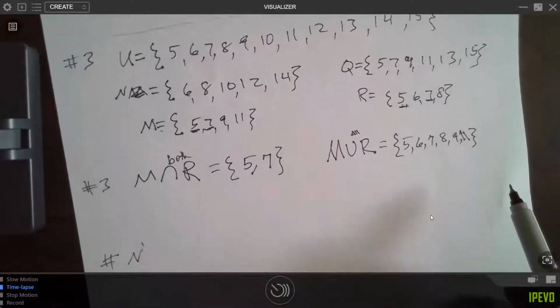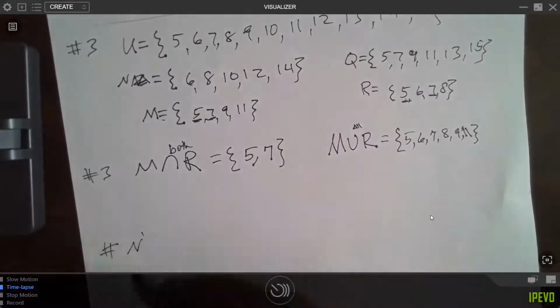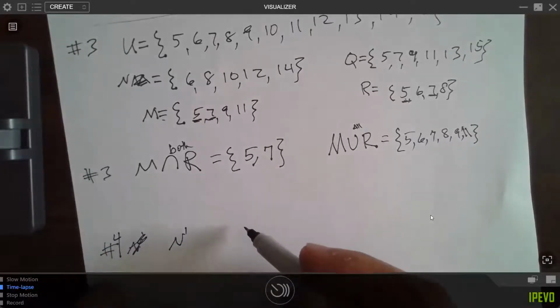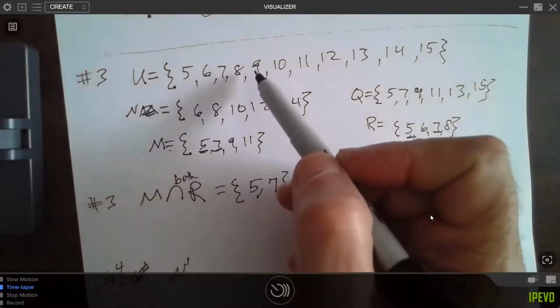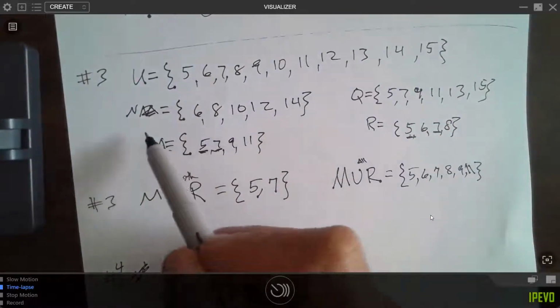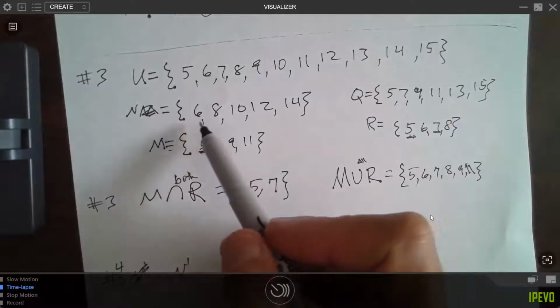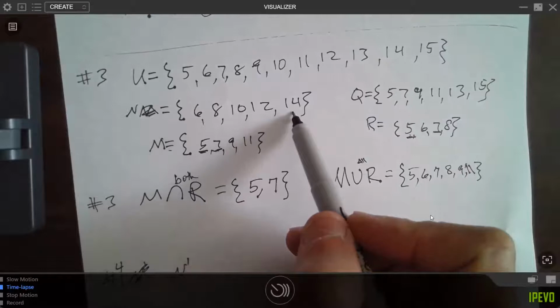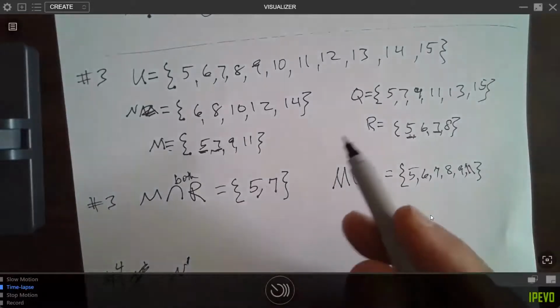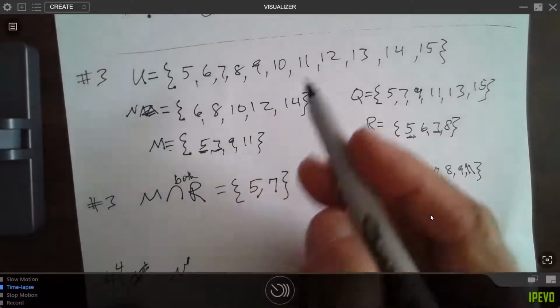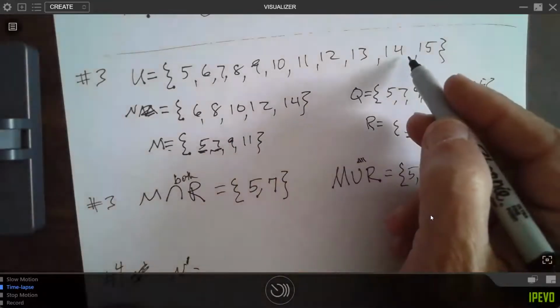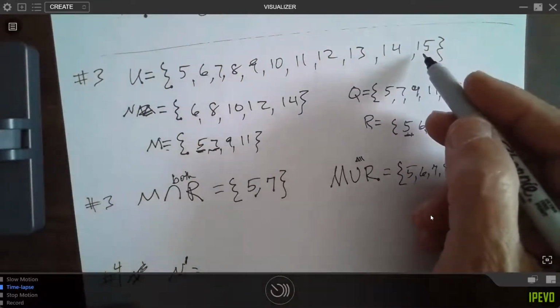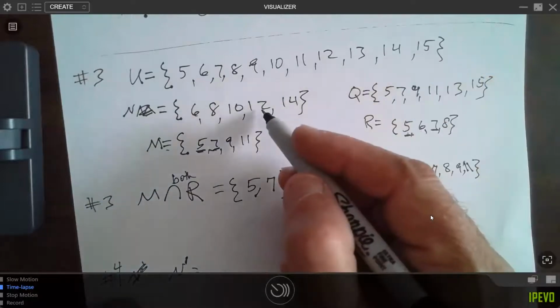Okay, so that's problem 3. Problem 4, we want the complement of set N. Well, what we have to do here is we have to look at the union and we have to look at set N. Since set N is 6, 8, 10, 12, 14, then the complement, this little mark up here at the top, means everything that's in the universal set that's not in set N.